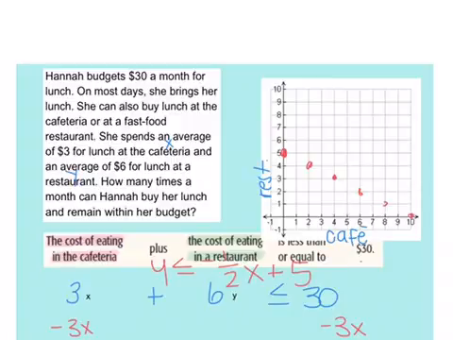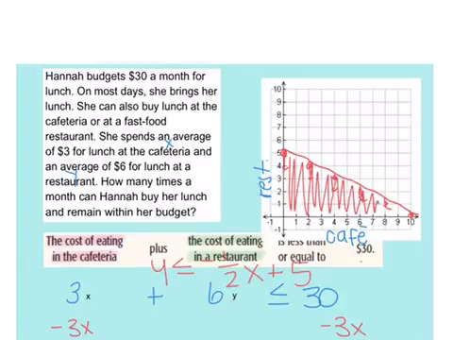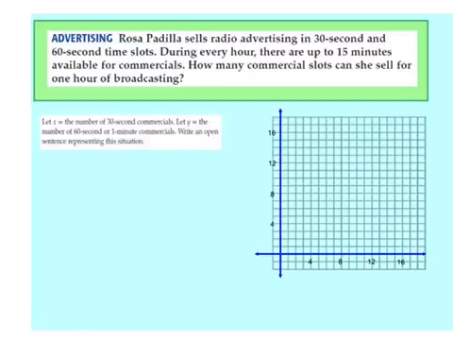So since this is a less than or equal to, I know this is a solid line. And then less than tells me I shade below the line, so everything underneath it, which is going to give me all of my solutions of how many times I can eat in the cafeteria and the restaurant to stay below that $30. So here's number 2.